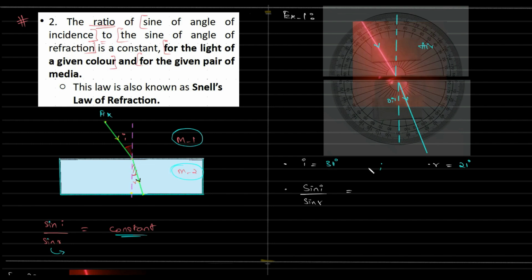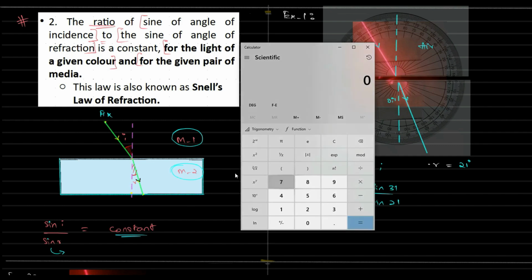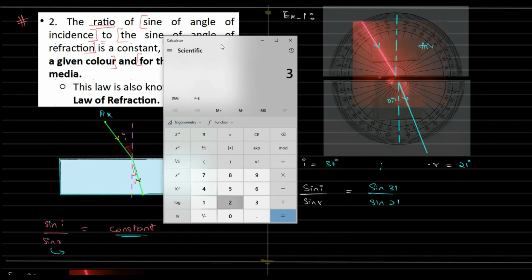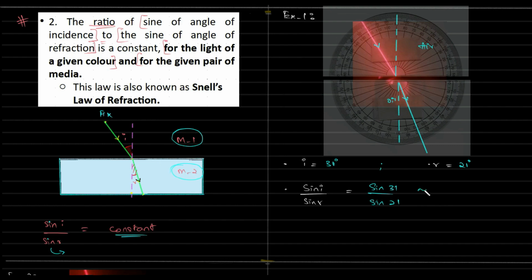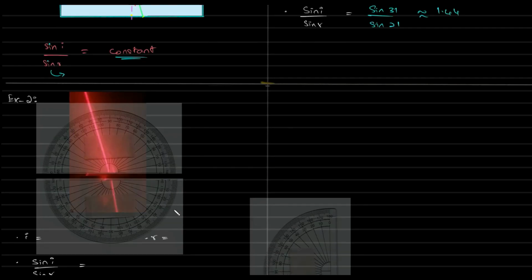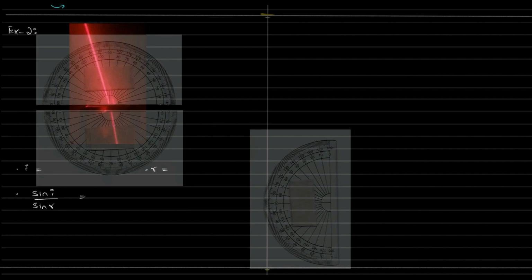So these are your incident ray and refracted ray. If I take sine of 31 divided by sine of 21, what happens? Let us see. First you have sine of 31, divided by sine of 21, and the division gives us 1.437, approximately 1.44.